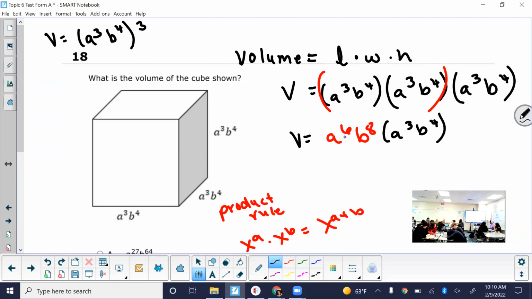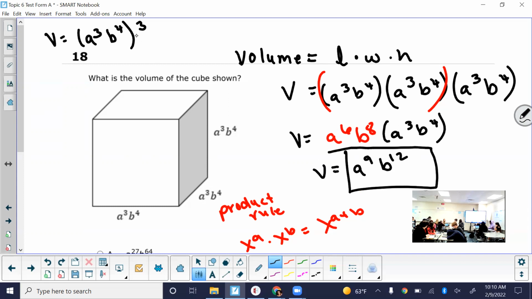And multiply that out. A to the 6th times a cubed is a to the 9th. B to the 8th times b to the 4th is b to the 12th. So that's the answer.